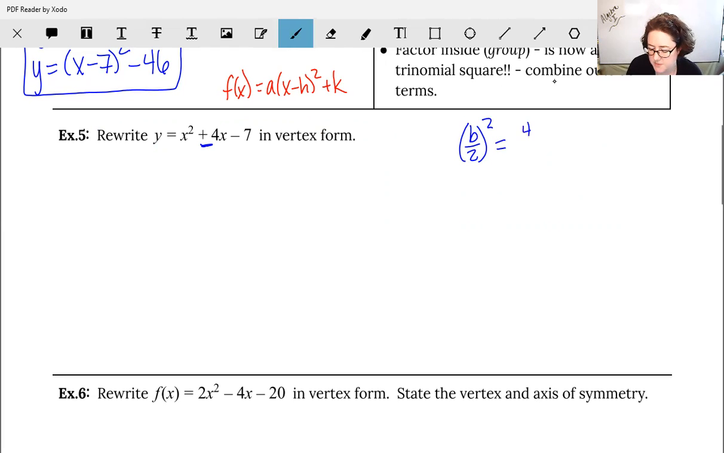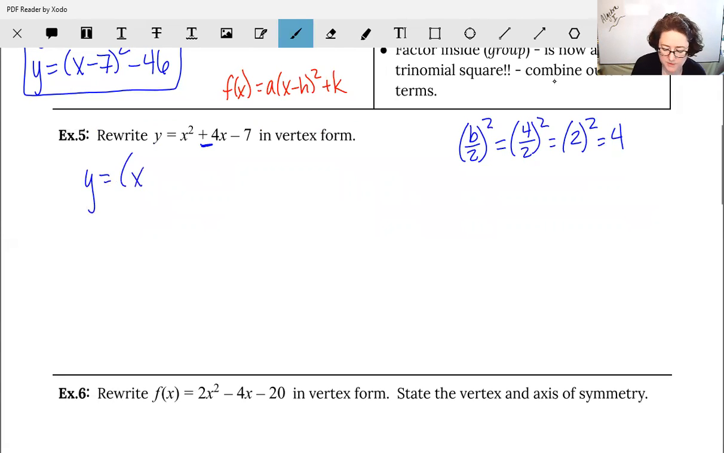So our b term for this one is 4. 4 over 2 squared, or 4 over 2 is just 2, and 2 squared is 4. So we're going to use those numbers when we rewrite things. So new format, again, group your first 2 terms and only your first 2 terms. I'm leaving that third constant off by itself. It'll get worked in later on.